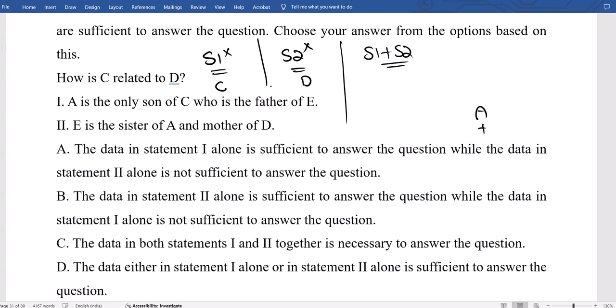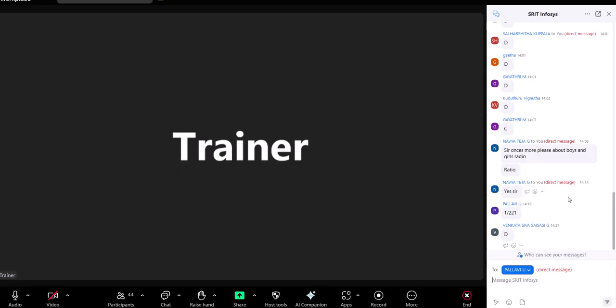A is only son of C. This is related to C only. C is father of E. E may be male or female. Now they have given E is sister of A. This is related to E only. E is mother of D. How is C related to D's grandfather? Put together we can answer. Guys, this question, put together we can answer.